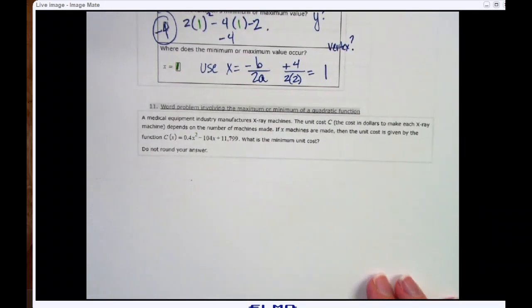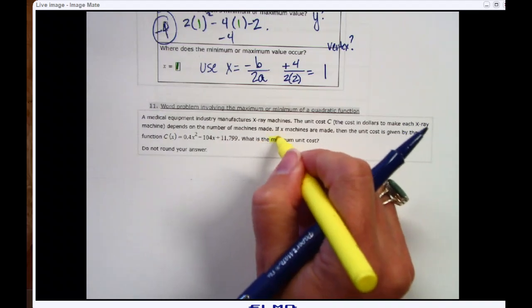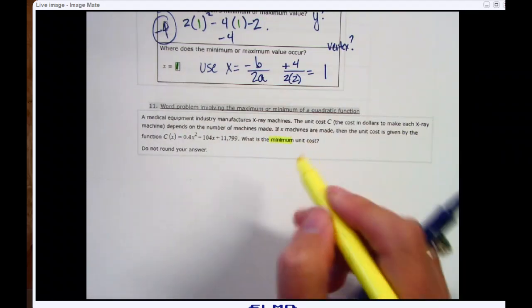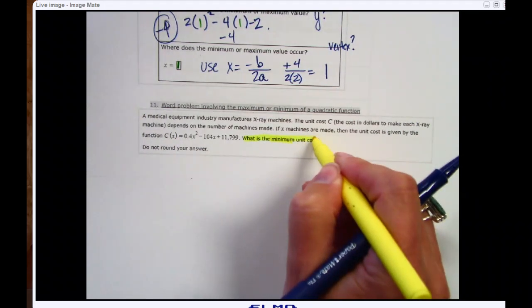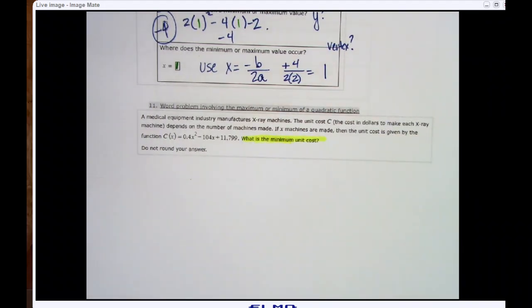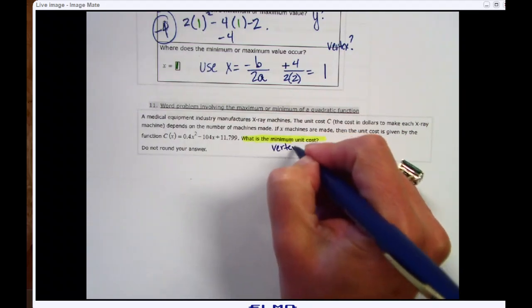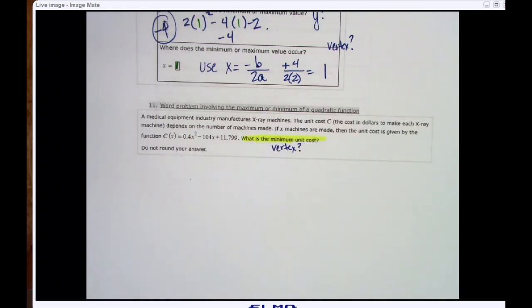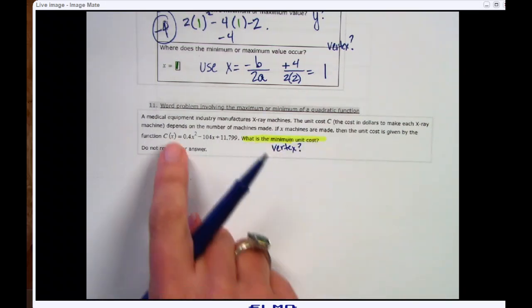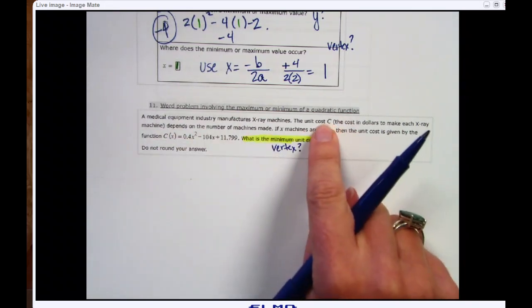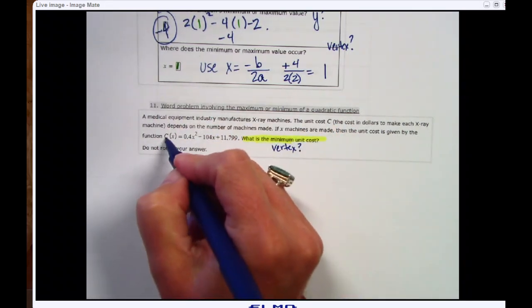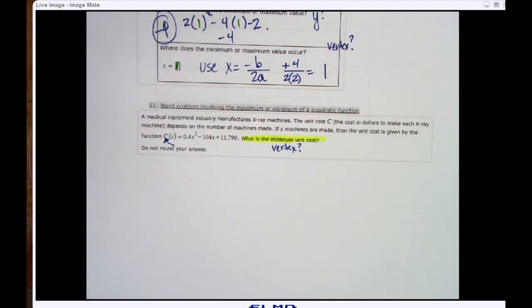Now, they give you lots of words in this problem. Lots and lots of words. Jump over them and look at this. What's it asking for? It's asking for the minimum, which is a fancy way of asking for the vertex, right? That's all we're looking for. If it's asking for the minimum cost, C is cost, so I'm going to need to find the C, or the y value.